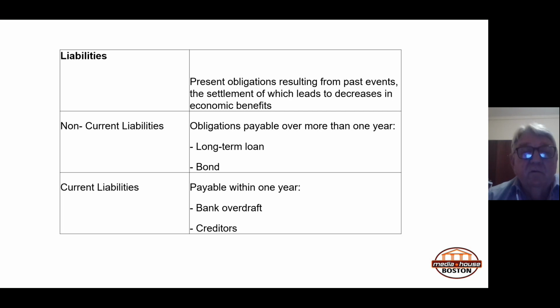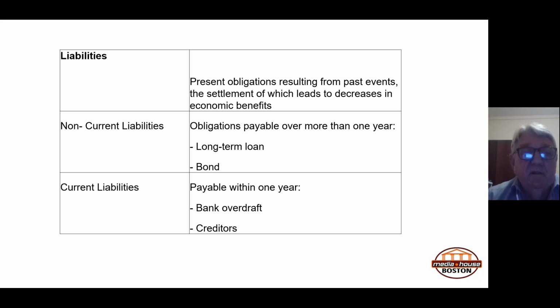Why? It's an obligation. I have the obligation to repay that R1 million to the bank. The past event: when I purchased the vehicle, I got the loan from them. And the settlement, which leads to a decrease in economic benefits. As I pay my installment on the car, I have less money in my bank, and that reduces my economic benefits.